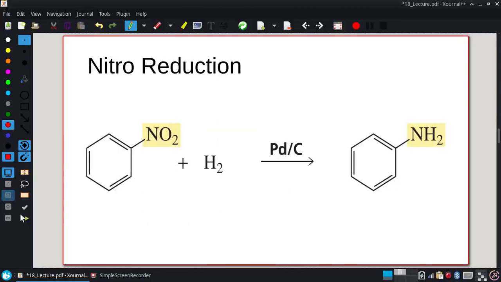Alright, nitro reduction can be turned into an aniline, so nitrobenzene to aniline with just hydrogen and poisoned palladium without too much difficulty.